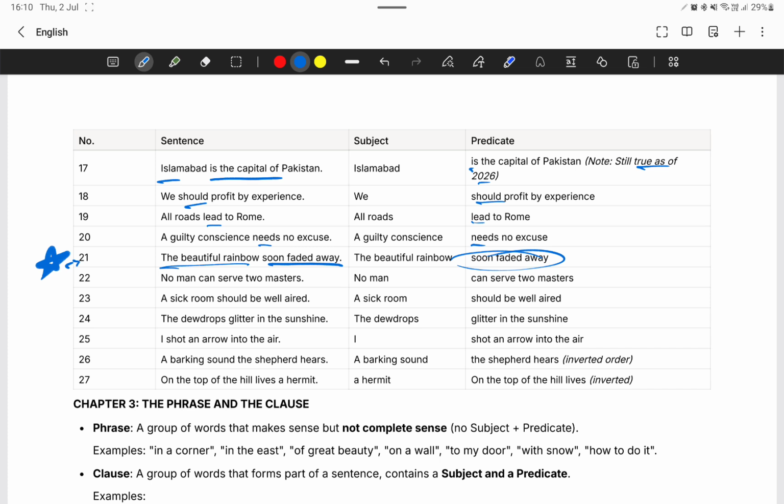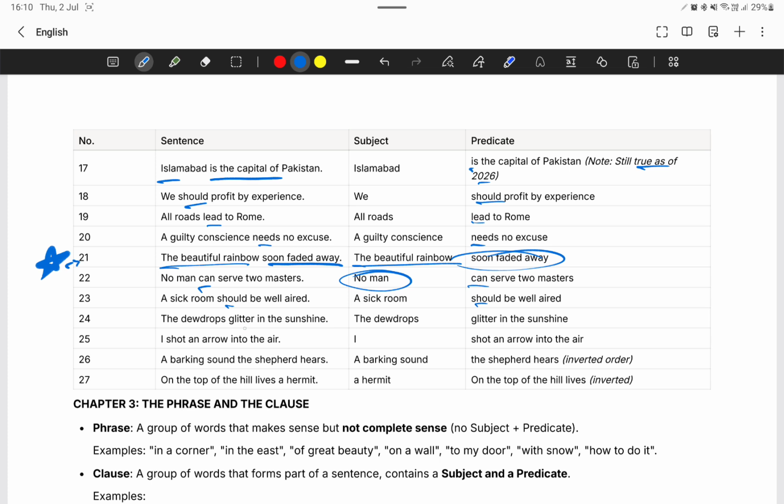It's all talking about this beautiful rainbow. Okay, beautiful rainbow. So beautiful rainbow is the subject and these are the predicate. No man can verb, so yeah, no man is the subject. A sick room should, okay, that's it.